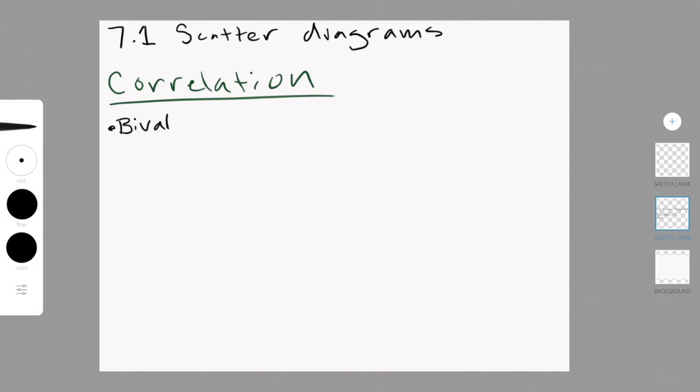Now, these diagrams and correlation are used to describe bivariate data analyses. And these are analyses between the relationship of two data sets. So this could be, for instance, height and weight, or smoking and lung cancer. These are very basic ones I'm giving now. Or they could be really weird things like the use of Internet Explorer and murder rates, which according to BuzzFeed are correlated, which is weird.